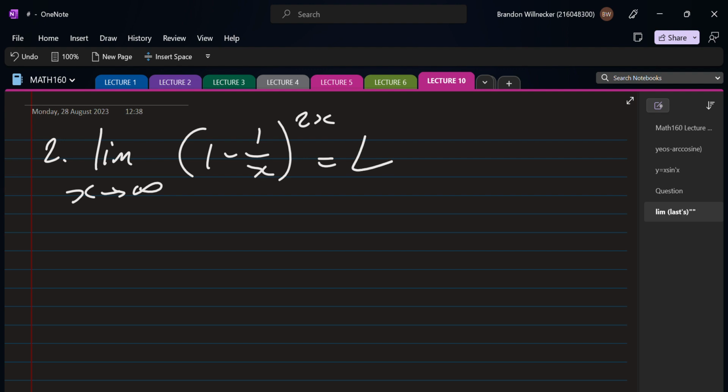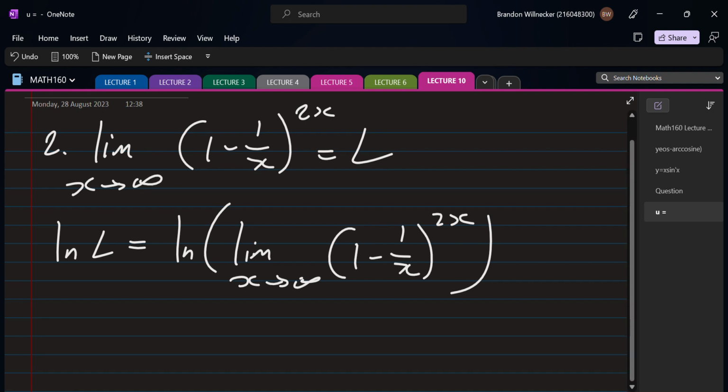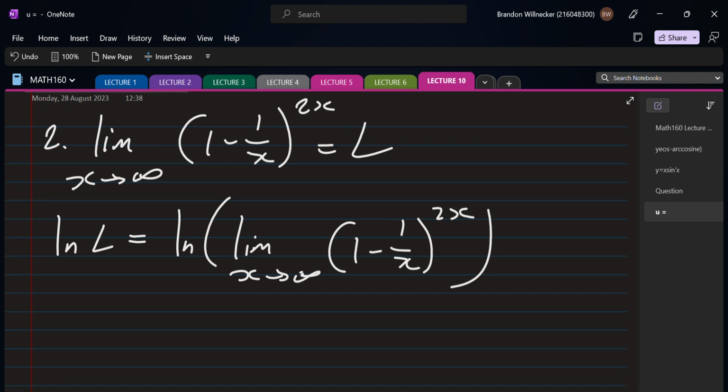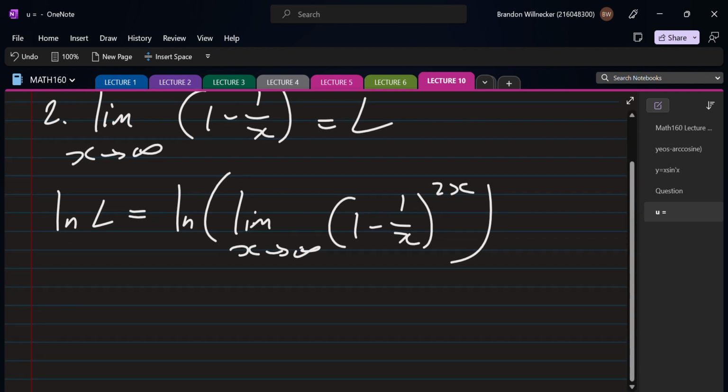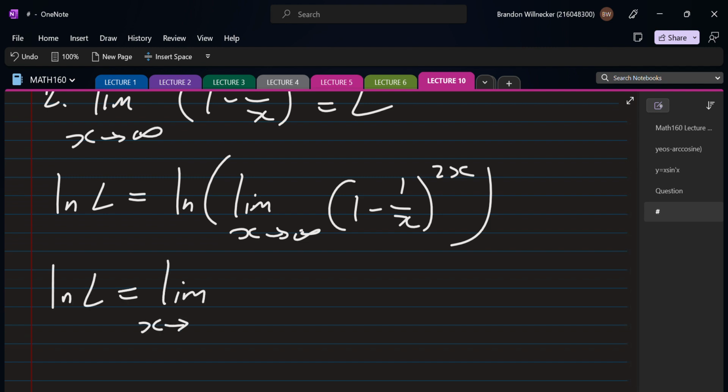So we can call this L for limit. You can call it whatever you want, but L is fine. So we have the natural log of L is the natural log of the limit as x goes to infinity of (1 minus 1 over x) to the 2x. A lot of students were just differentiating right away without doing any work. Please do not do that. The natural log and the limit, we can swap those around, because the logarithm is continuous. So we have the natural log of L equals the limit as x goes to infinity.